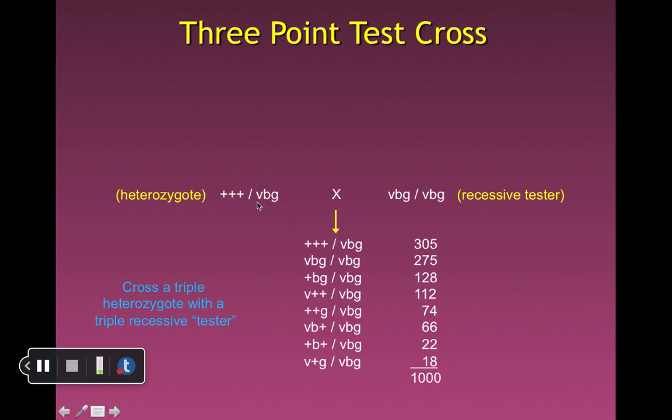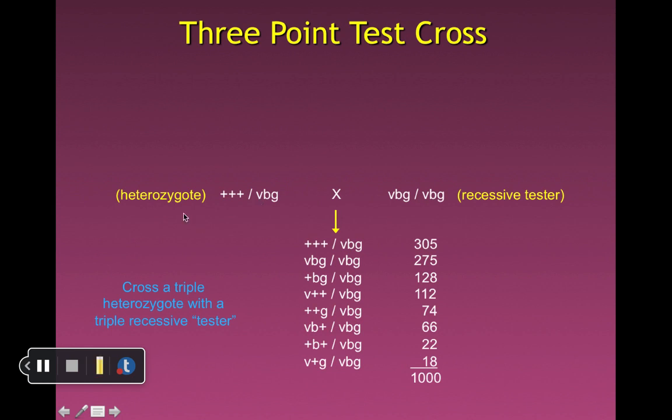Now, just to keep it straightforward, the actual sequence is VBG, but let's say we don't know that. I could have easily written this as BVG, right, a different sequence. But just to try and keep it simple, let's say the actual sequence of these alleles is VBG, but we don't know that yet.